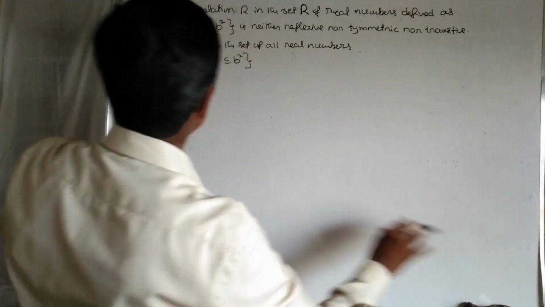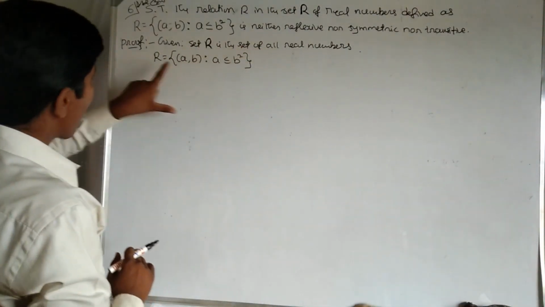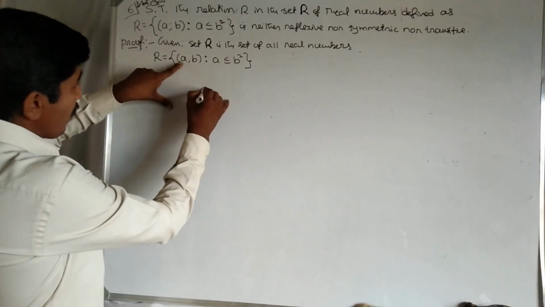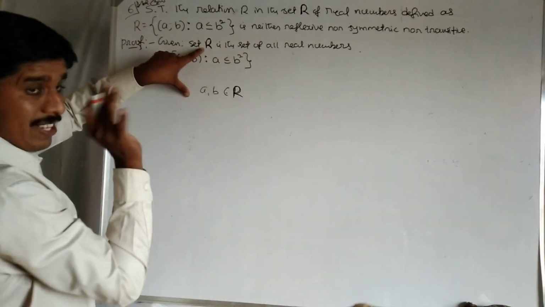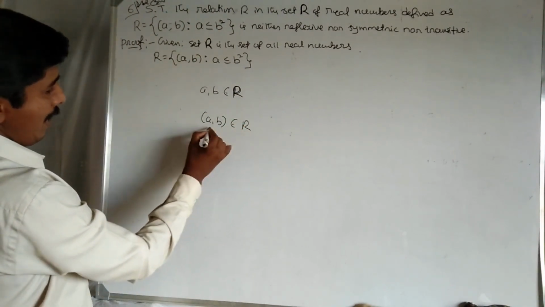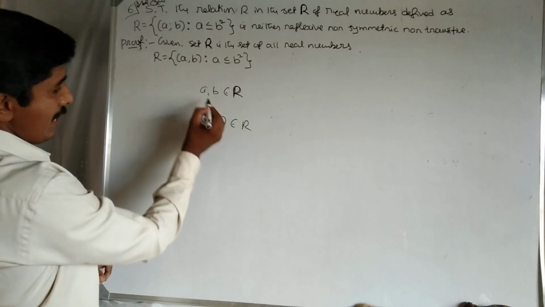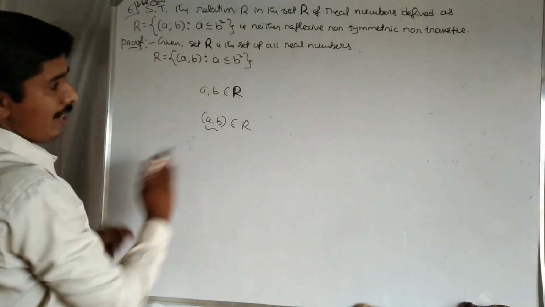Here the given set capital R is the set of all real numbers. R equal to (a, b). Here both a and b belong to the set R. Ordered pair means (a, b) belongs to the relation. Mind it, here the ordered pair belongs to the relation, and each element of the ordered pair belongs to the given set. Here the given set is R. Like this.